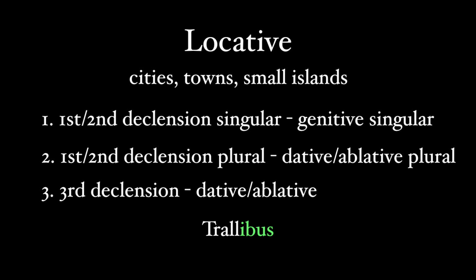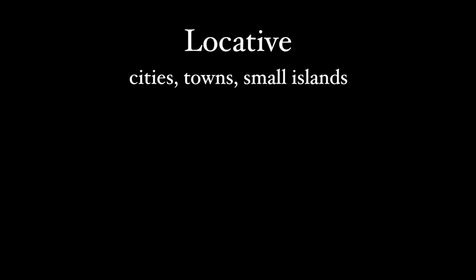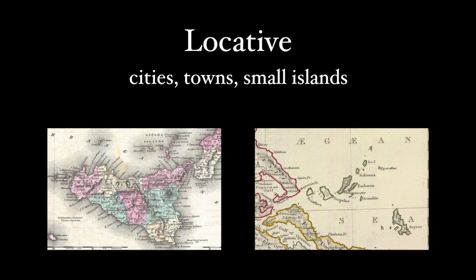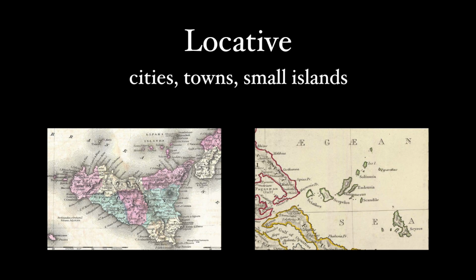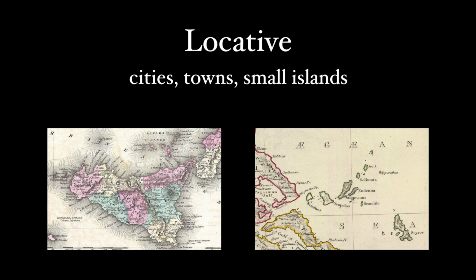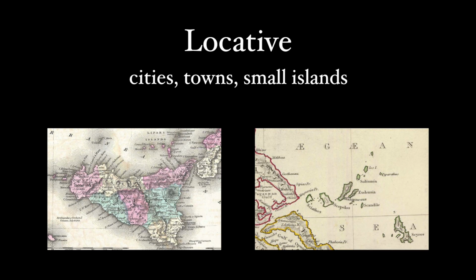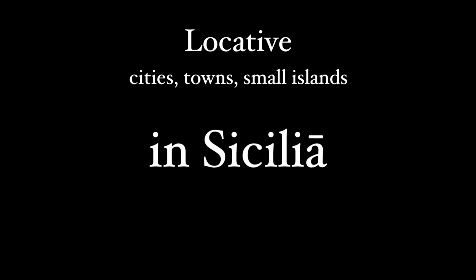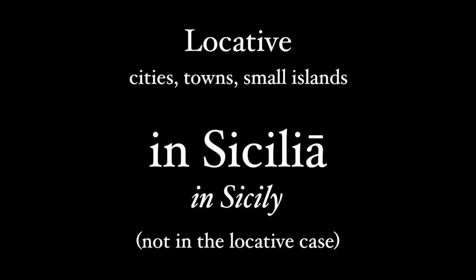The plural doesn't have this issue, though, because the dative and ablative are identical. Trallibus, at Tralles. Remember, the locative case is used only with cities, towns, and small islands. So I'm often asked, what's a small island rather than a medium or a large island? Well, let me put it this way. If the island itself is roughly equivalent to a city, like in the ancient world, islands would sometimes be their own city-state, if small enough, then it would take the locative case. An island like Sicily, which consists of many different large and small cities, no. In Sicilia, in Sicily.